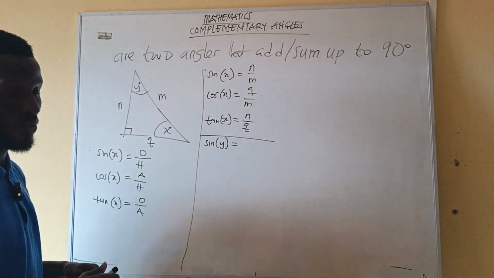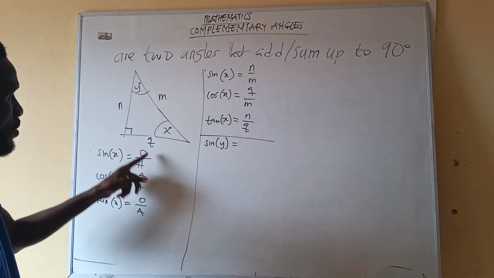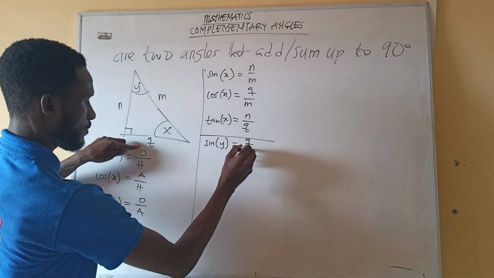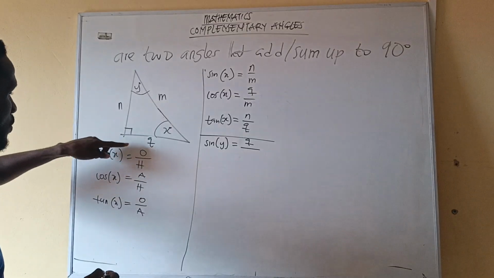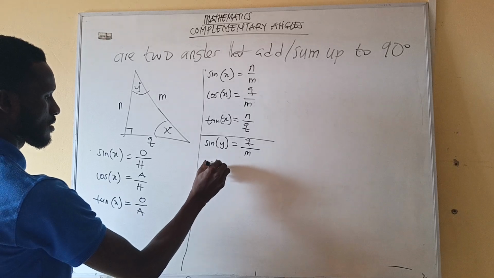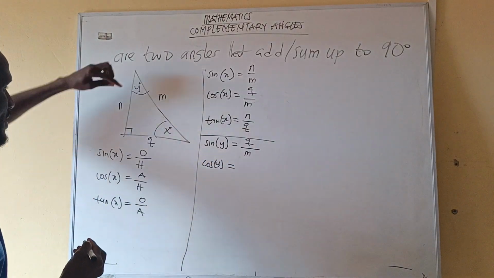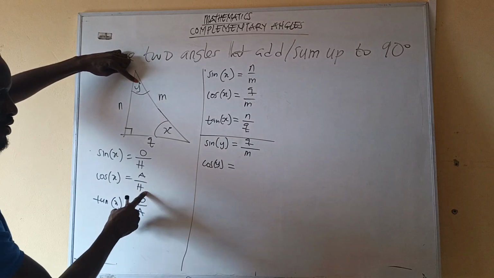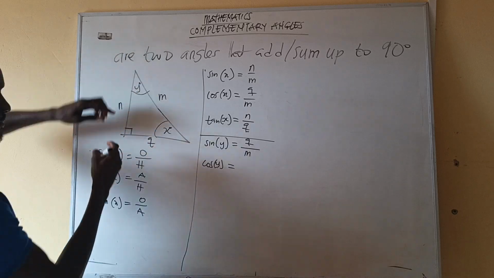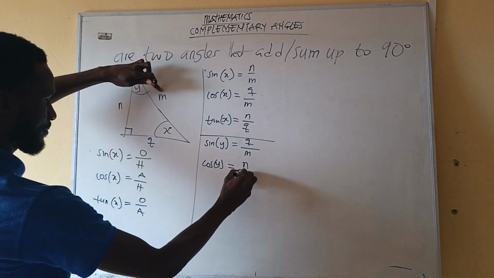So let's solve for sine y. Don't forget sine y is opposite over hypotenuse. Now what is the opposite? The opposite is Q. Now what is the hypotenuse? The hypotenuse is still M. Now let me find cos y. The same way, cos is adjacent over hypotenuse, right? The adjacent here is N, and the hypotenuse here is M.